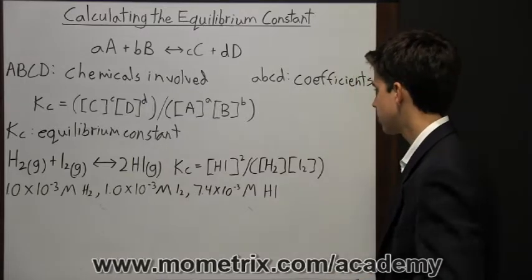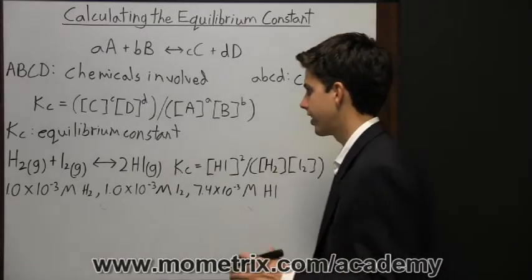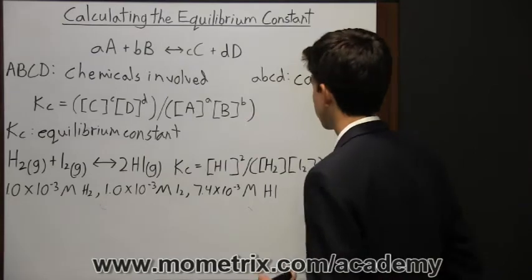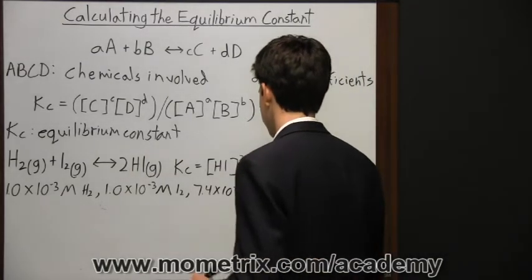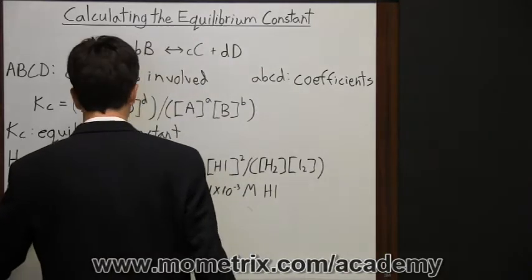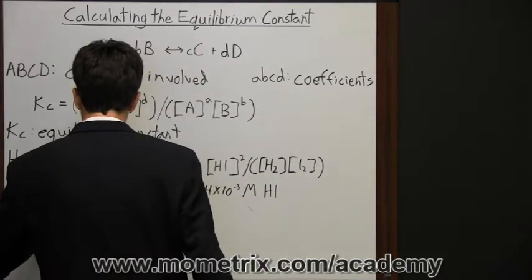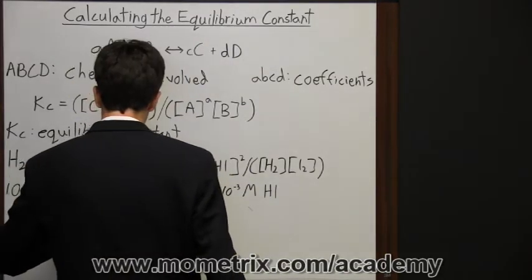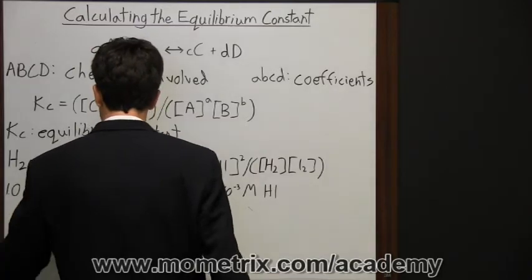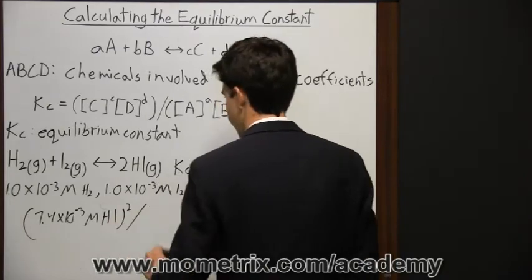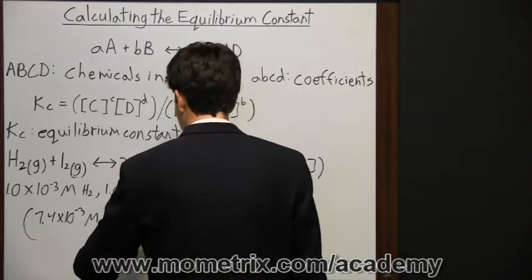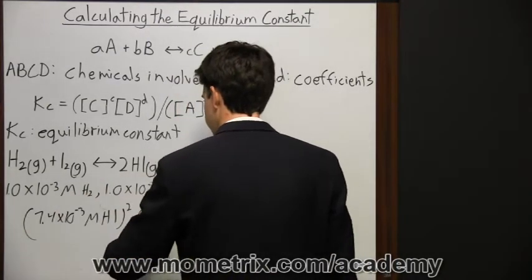So now we just need to plug this into an equation. And so what we do is we're just going to follow this setup right here. So we're going to take that number, and plug it in with an exponent of 2, and then just put that over the numbers that are over here.